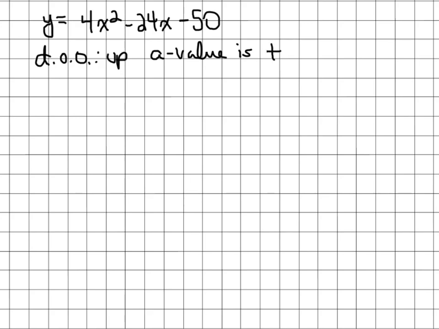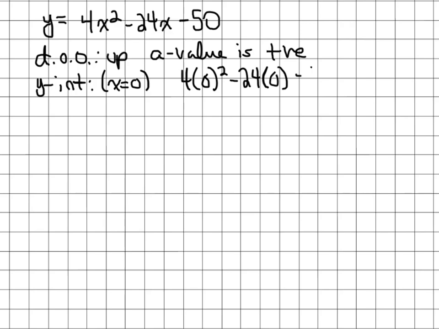We know that it opens up, and that is because our A value is positive. So our A value is 4. It's positive, so it opens up. Our y-intercept, that is when x is equal to 0. So I have 4 times 0 squared minus 24 times 0 minus 50. So I have 0 minus 0 minus 50 is minus 50. So our y-intercept is minus 50.